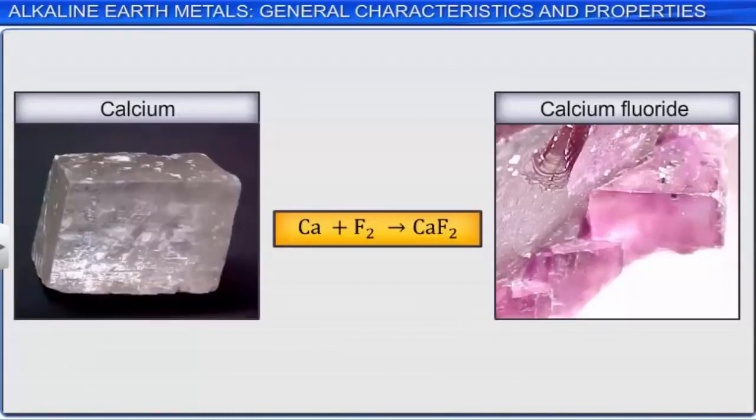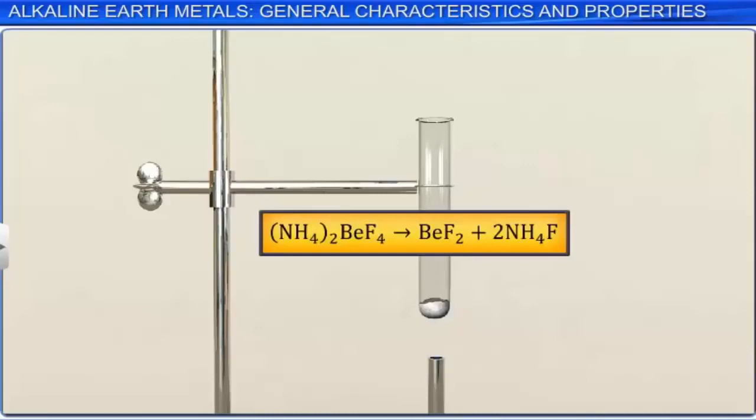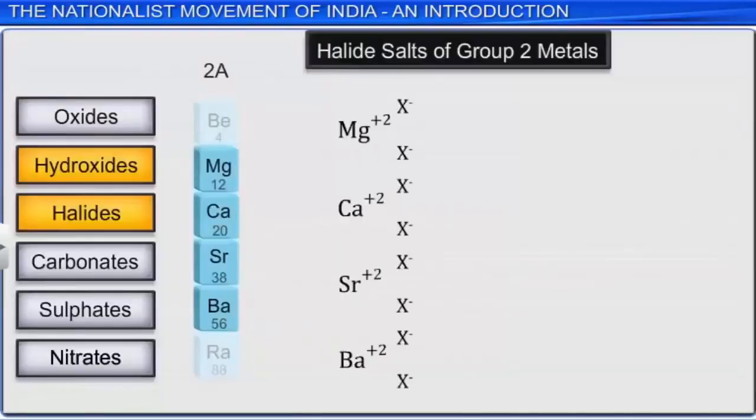The best synthetic route for preparing beryllium fluoride is to heat ammonium beryllium fluoride until it decomposes, as shown in the equation here. Beryllium chloride can be formed by reacting beryllium oxide with chlorine gas in the presence of carbon. Carbon monoxide is a byproduct of this reaction.